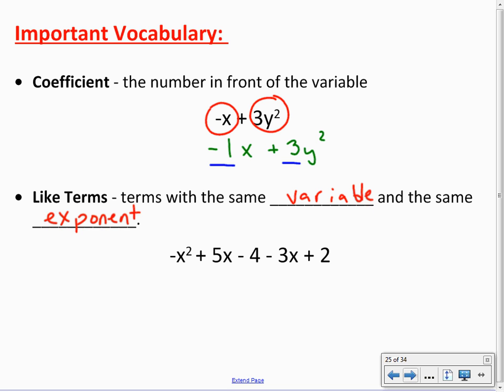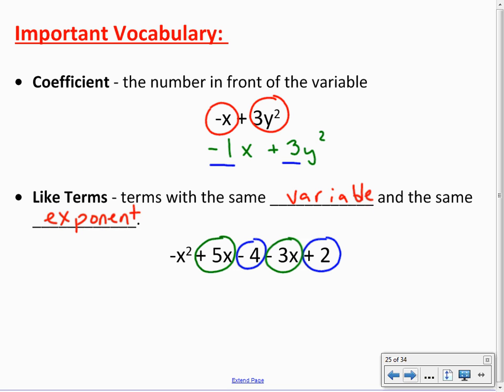So if you look at this bigger expression down here, we have 1, 2, 3, 4, 5 terms. Now, I can combine some of these terms together if they have the same variable and the same exponent. So here's what I like to do. I like to mark them each so that I know what I can combine and what I can't combine. So the first thing I notice is I have a plus 2 and a minus 4. Okay, those are like terms because they're both just constants. Another pair of like terms would be this positive 5x and this minus 3x.